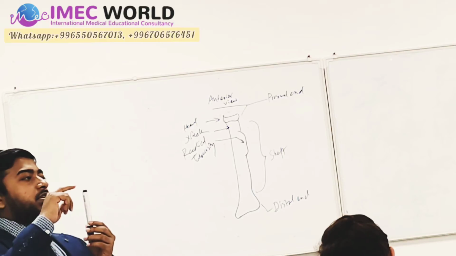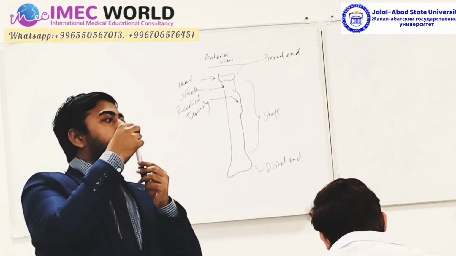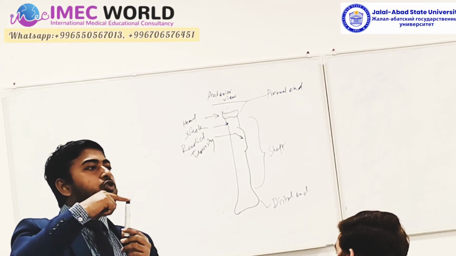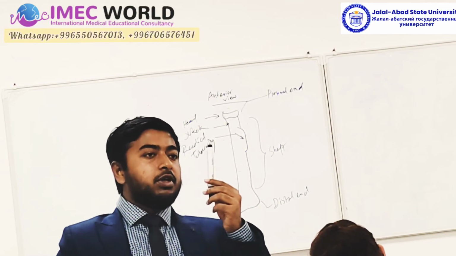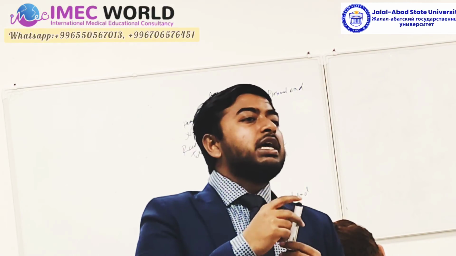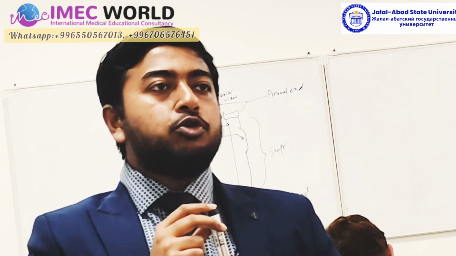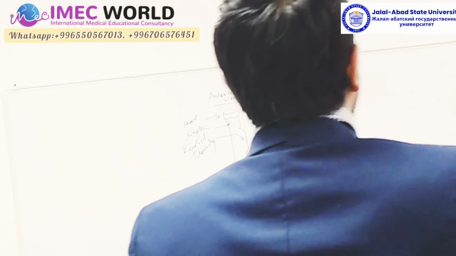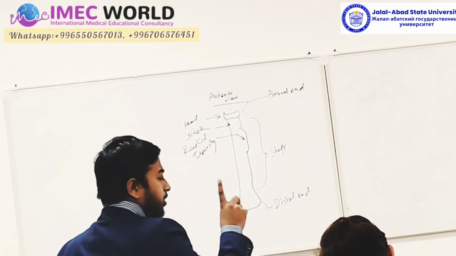If this is the radius, and this black portion of this marker is the head of the radius, then on the superior area, the top portion, it will form that elbow joint. It will take part in the formation of the elbow joint, and it will join with the capitulum of the humerus. The top portion of the head of the radius will join with the capitulum of humerus. So this is the first joint.